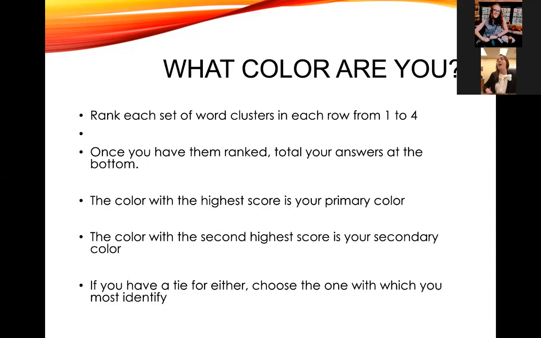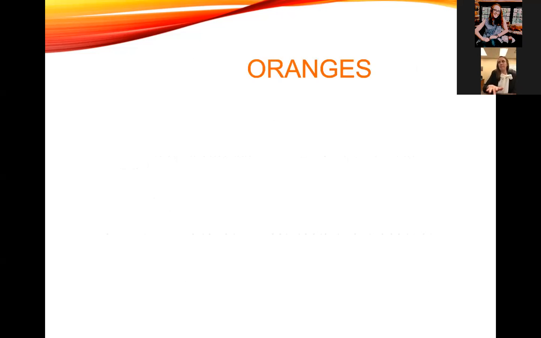If you have a tie, the one that you choose is going to be your primary. So once we go through and we talk about the different colors, you might have tied for both orange and blue, but you're going to say, oh, I'm definitely in orange. And then in that case, you would go with orange as your primary color.